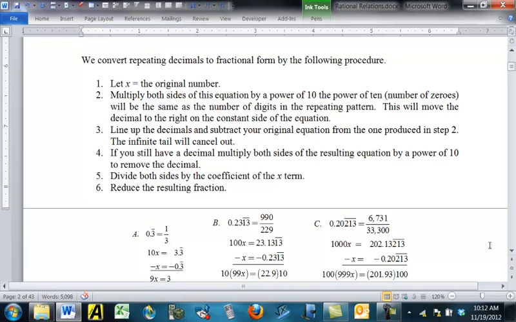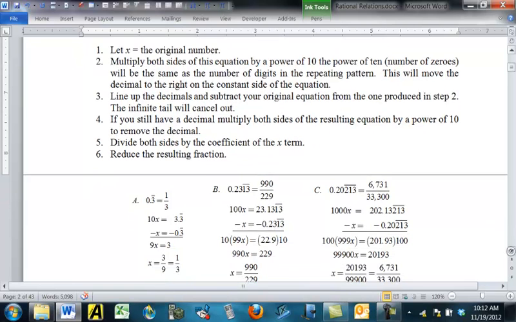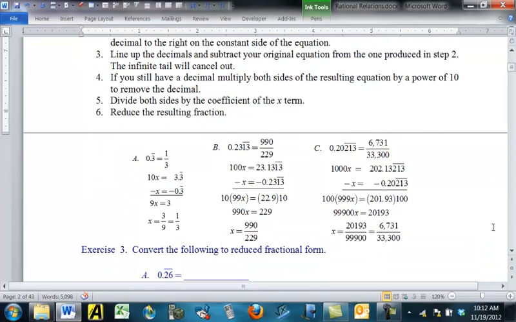Now, if you still have a decimal, multiply both sides by a power of 10 to remove the decimal. Then divide both sides by the coefficient of the x, and you've got a fraction form, then reduce it. So let's see how that works. Some examples here. Let's start with this one.